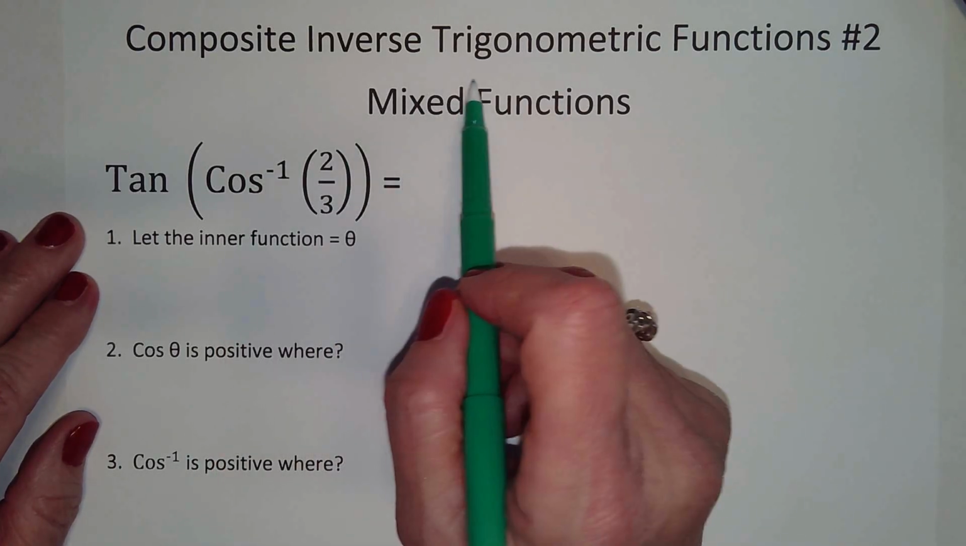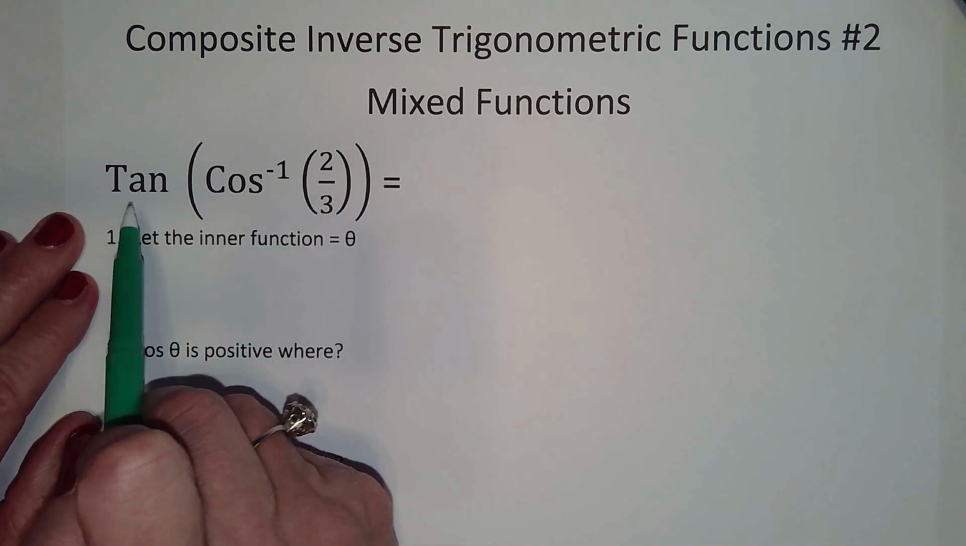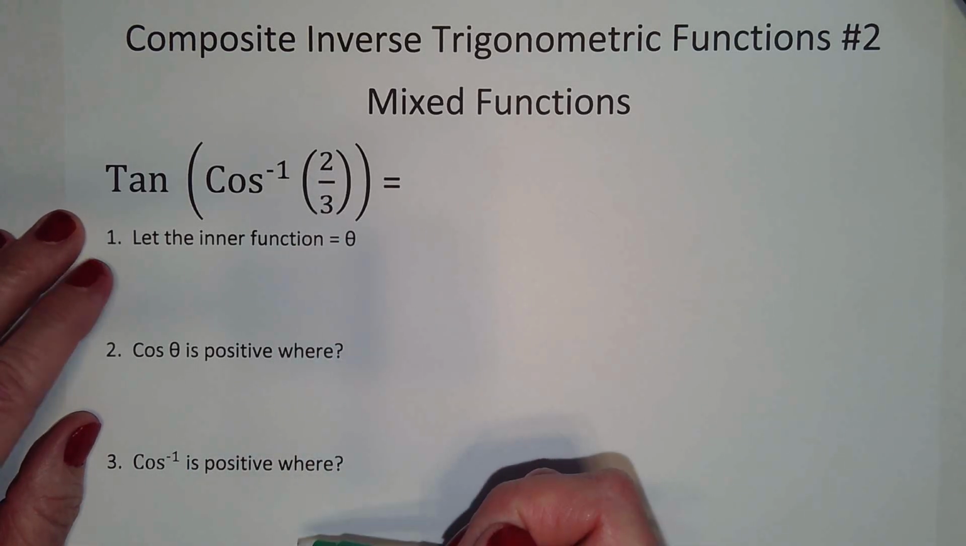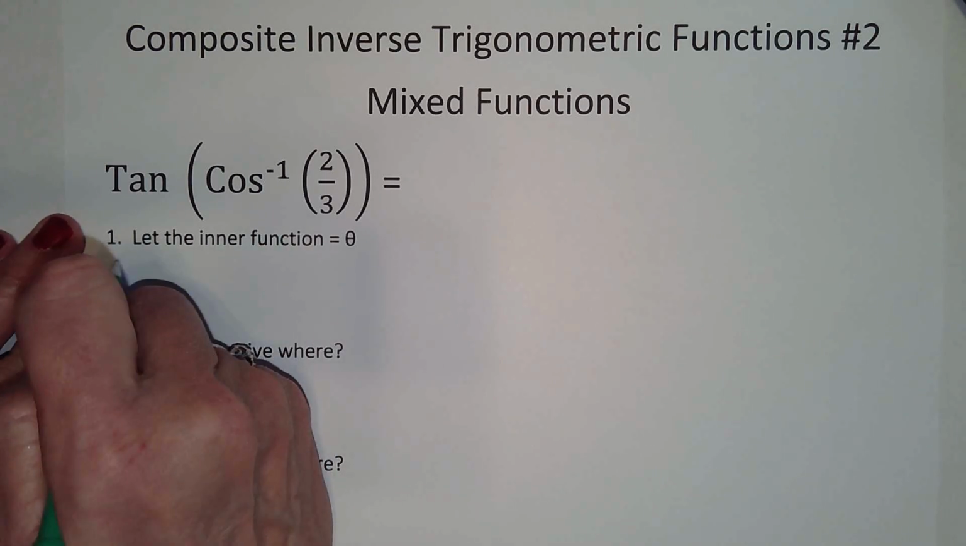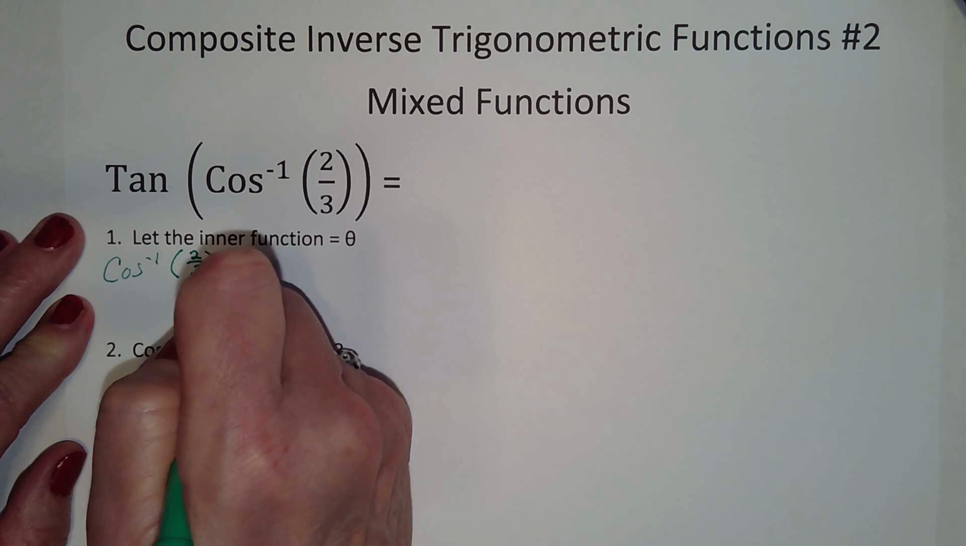Composite, Inverse Trigonometric Functions 2, Mixed Functions. Let's evaluate tan of cosine inverse of 2/3. I put it into several steps to make it a little bit easier. Let the inner function equal to theta. So cosine inverse of 2/3 is equal to theta.